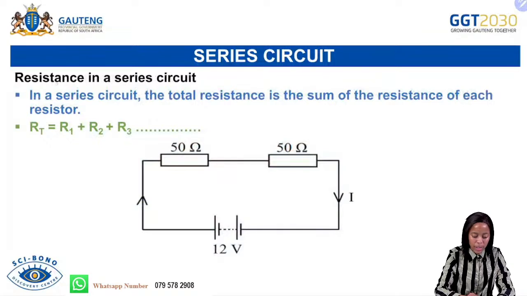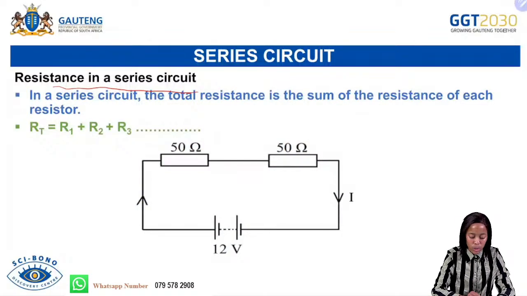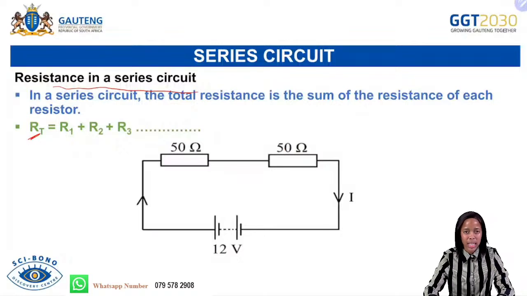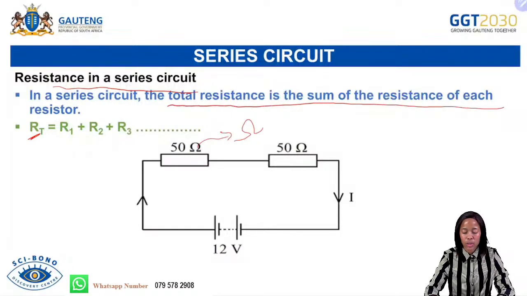Okay, so now we also have the resistance in a series circuit. So remember, the resistance, we are going to represent it using the letter R. And we measure the resistance using the symbol ohms there. And then it says in a series circuit, the total resistance is the sum of the resistance of each resistor.